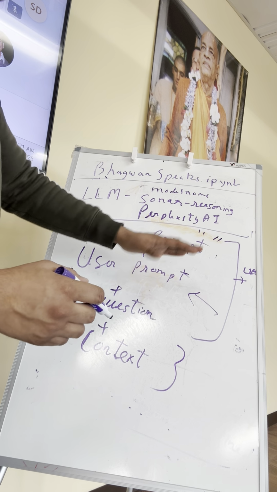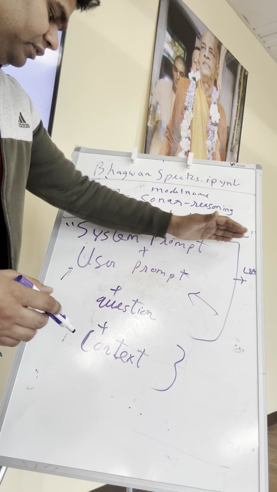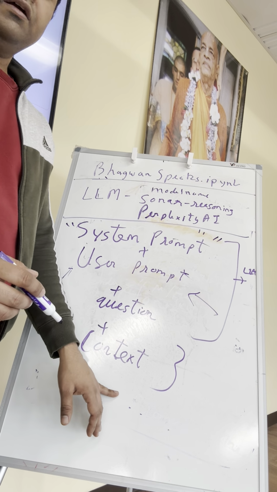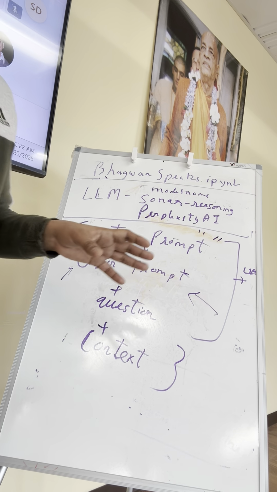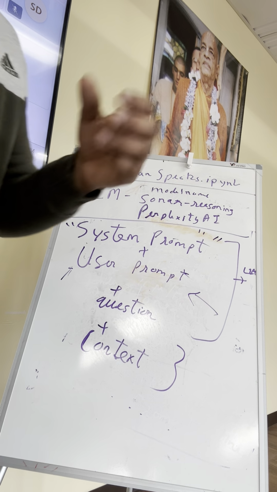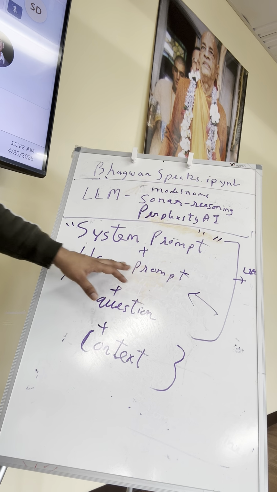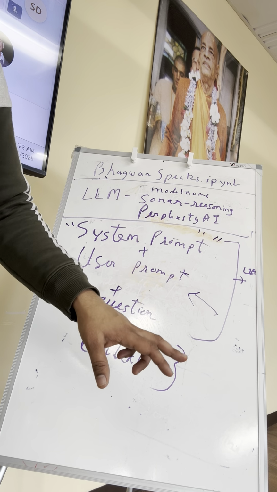The system prompt is hidden from us. The user prompt, question and context are things that we can control. In context, you can pass maybe a paragraph, depending on the context length of the model. I'll come to it step by step. So this part is clear, right? The user prompt is the one that we are defining here. The question is the one that we are giving.